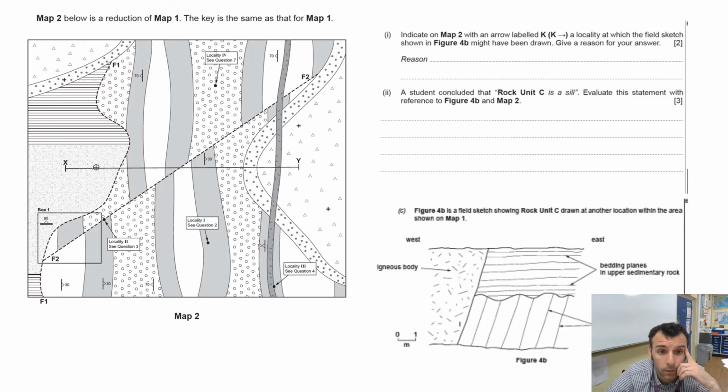Okay, so same question that we were just looking at, and I'm back because I can fit in the corner here now quite nicely. We already said that there's an unconformity here, and I think that's going to be absolutely key for your reason at the top, because what it is asking you for is indicating with an arrow KK on the map somewhere, the locality of the field sketch, and this field sketch is below, so figure 4b. So we've got an unconformity. Where's the unconformity on the map?